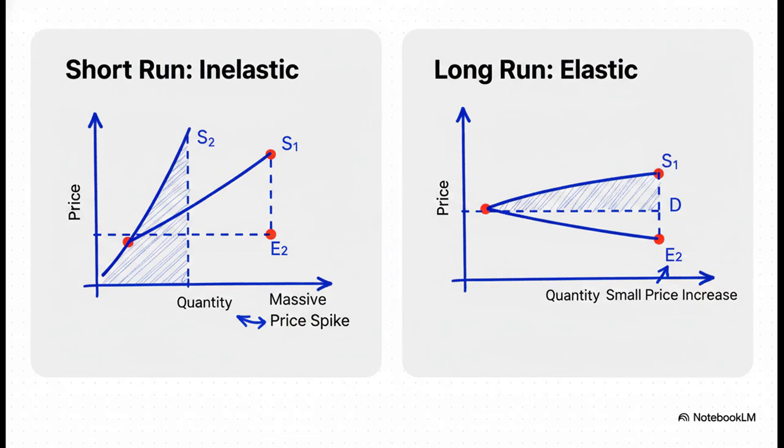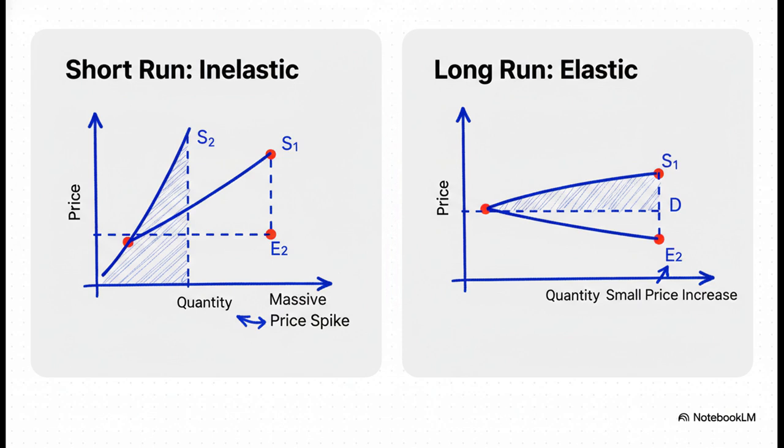This next one is a perfect example of how time changes everything. Back in the 70s, the OPEC oil cartel decided to cut supply. In the short run, as you see on the left, both supply and demand for oil were super inelastic. We couldn't just change our cars and habits overnight. The result? A gigantic price spike and massive profits for OPEC.